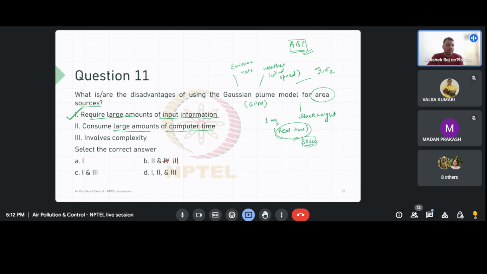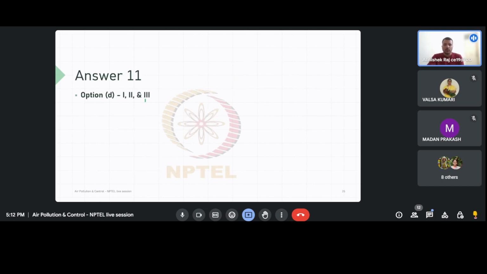And also many variables are there. Obviously we saw the equation also. It is a very complicated equation. We have to do this again and again for thousands of sources, so it involves complexity also. So both 2 and 3 are correct. So option D is correct here: 1, 2, and 3. I think some of the people answered it correctly. So option D, 1, 2, and 3.